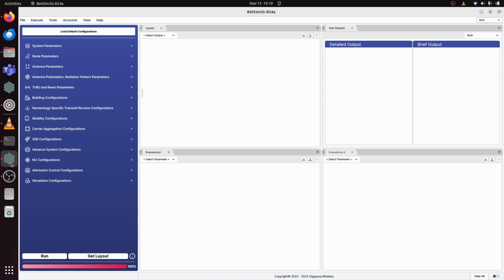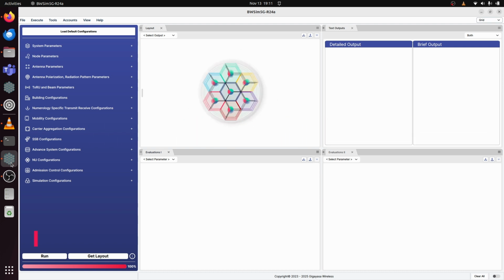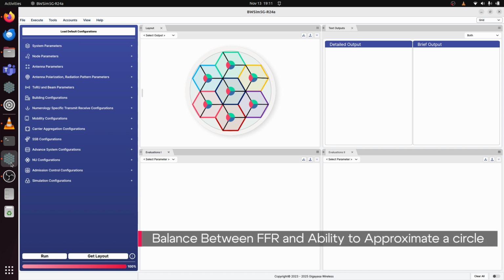So, what may be the alternative? Let us consider a rectangle. If rectangles are the designated shape of a cell, the major problem that arises is they don't quite approximate a circle. So let us move on to a shape such as a hexagon. They offer a balance between the FFR and a shape that's simple for analysis. And the simplicity here refers to the hexagon's ability to approximate a circle.